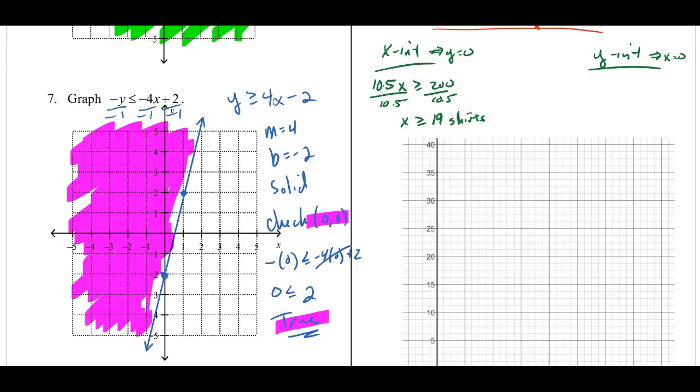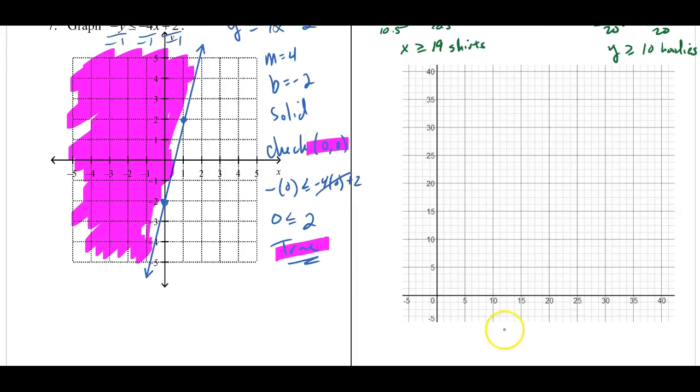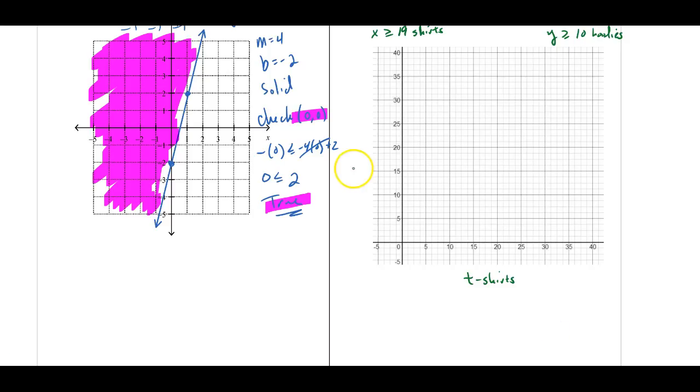And we do the same thing for y. We're going to plug in 0 for x, so it's 20y is greater than or equal to 200 divided by 20. So y has to be greater than or equal to 10 hoodies. So all I need to do is plot those 2 points. I know that my x-axis is t-shirts and my y-axis is hoodies. So if I go ahead and plot those 2 points, I know that I have 19 t-shirts, which puts me right there, and I've got 10 hoodies, which puts me here.